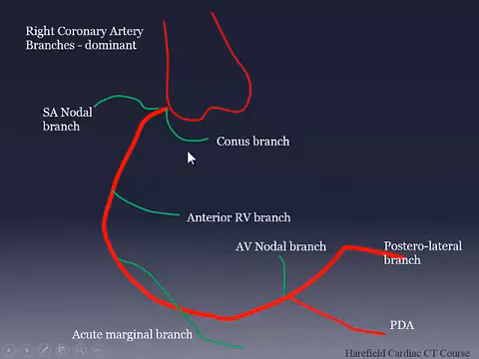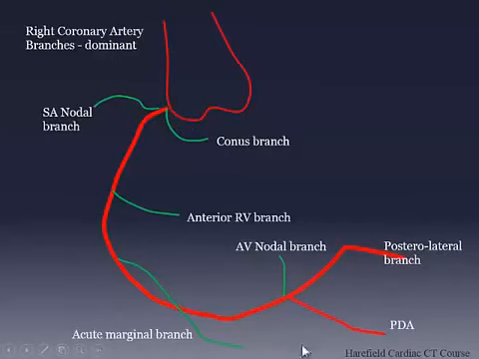So for those of you not familiar with this concept of dominance, it basically just tells you pretty much where the PDA is coming off. So if you've got a right dominant system, the PDA should come off the right. If you've got a left dominant system, the PDA should come off the left. And similarly, the vessel tends to be bigger, the one that gives off the PDA. So you get right dominance, you'd expect the right to be big and the circumflex to be small, and vice versa. There's also a codominance where the PDA comes off the right, but the posterolateral branch comes off the circumflex. And often you'll see two vessels that are about the same sort of size. Okay, so the branches that we comment on the right are the PDA and the posterolateral branch.